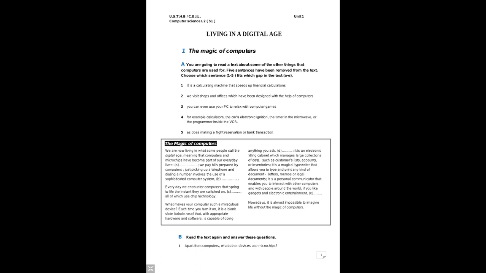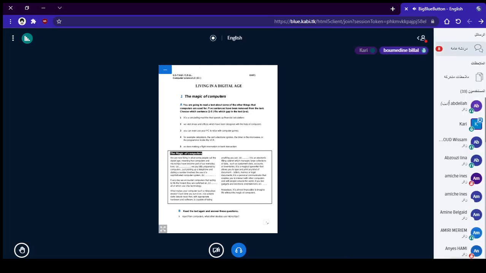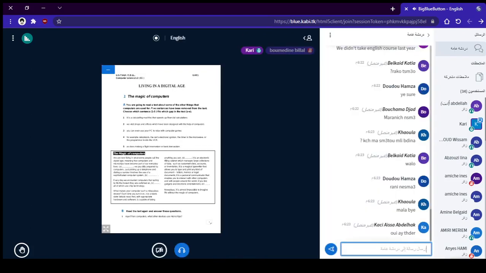Okay, so I have a question for you. What do you use your computers for, apart from studying or playing games? What else do you use your computers for? On the satellite. Military weapons? Military weapons, yes. What else?